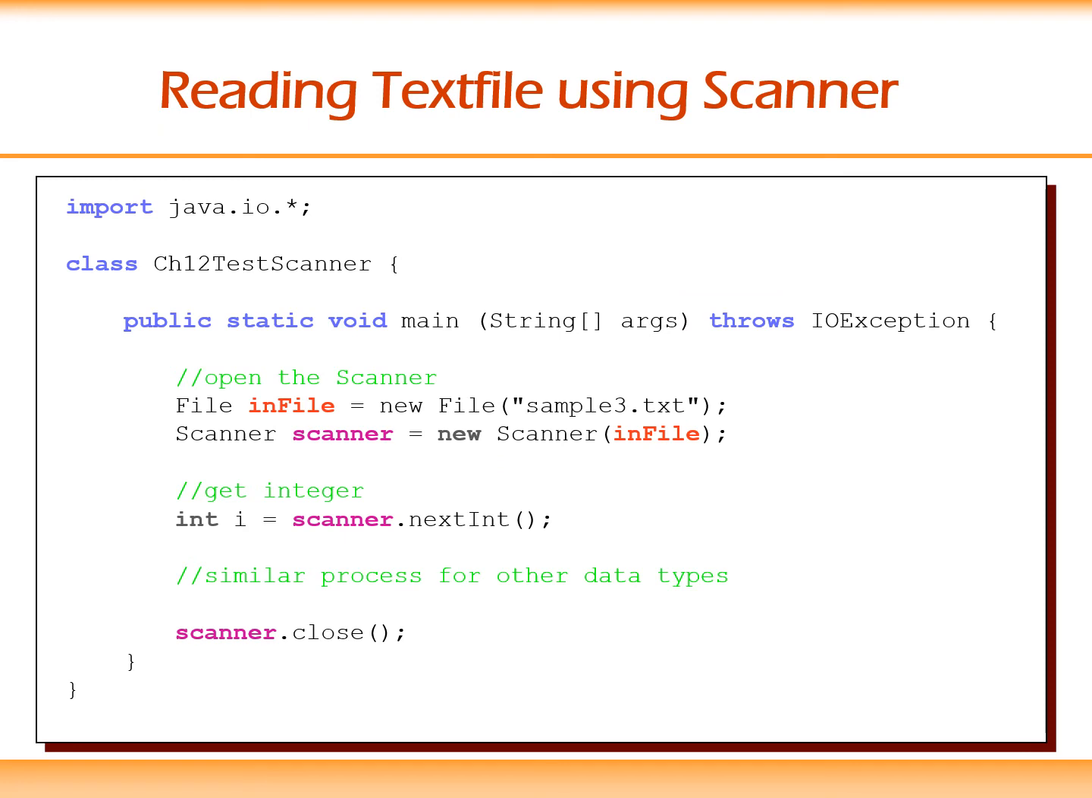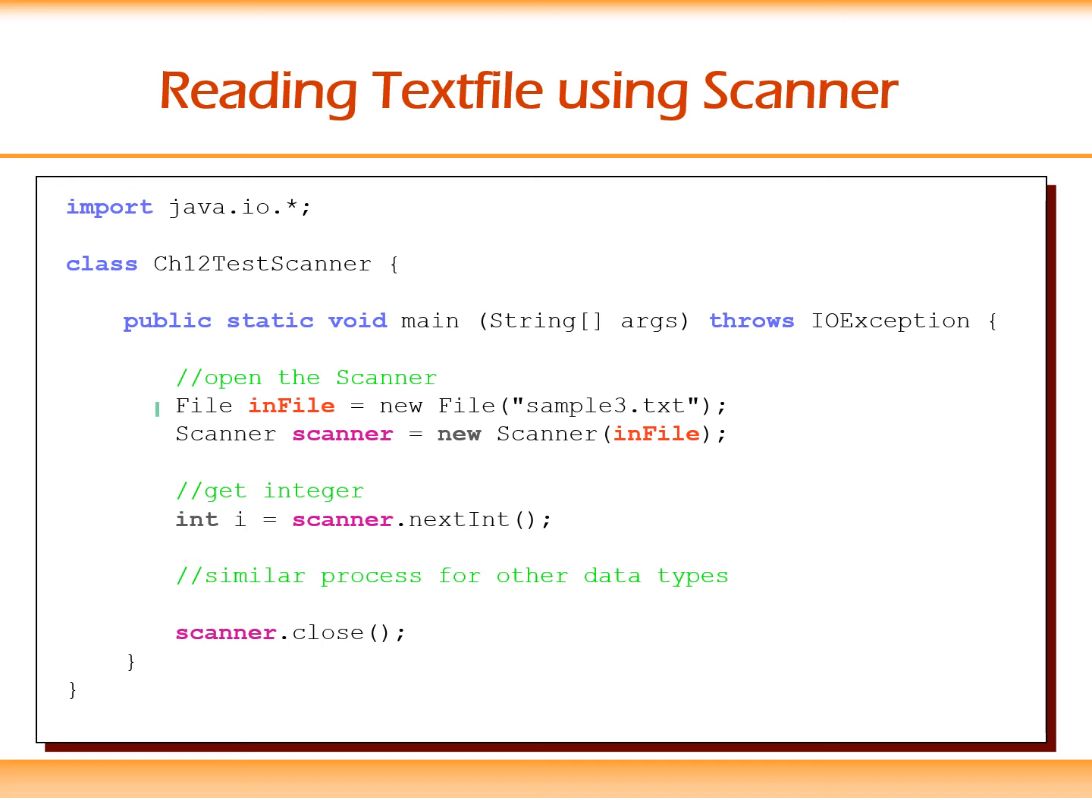Other than using the combination of objects, you can also use Scanner. This is the same Scanner that you use for taking input from the keyboard. I think this is a slightly simpler way of writing it. You define the file that you want to call, and then you use Scanner. Normally you use System.in inside here, but this time you put the file in there.